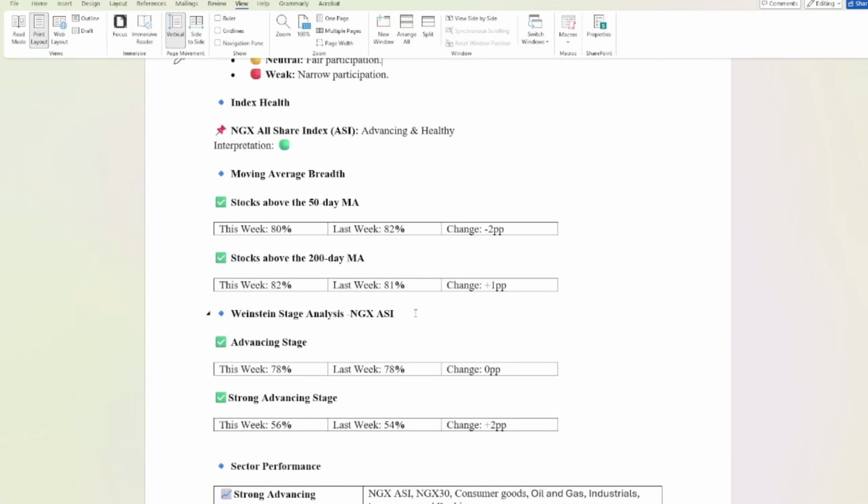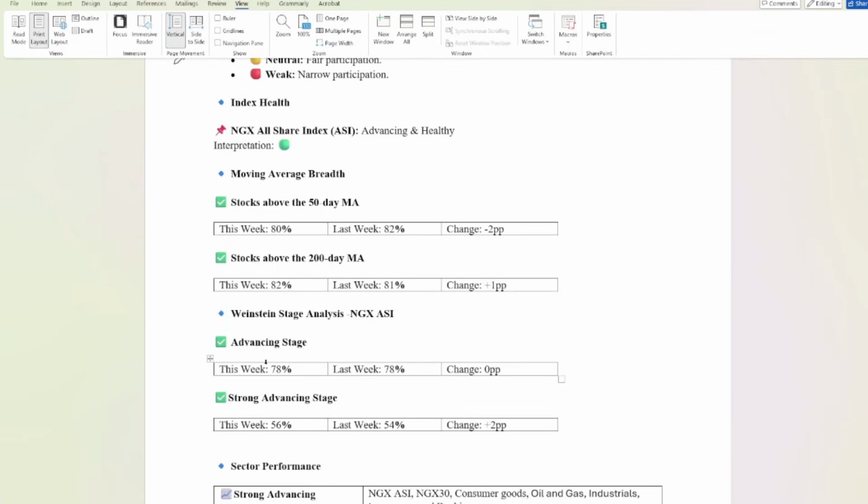The next framework we use to track the health of the market within the market internals framework is the Winston stage analysis. And what we are looking for is the percentage of stocks that are in the advancing stage. Remember, every financial instrument's life cycle can be classified into 4 stages. You have the accumulation, you have the advancing, you have the topping, and you have the decline. So we're looking at the percentage of stocks that are advancing within the NGX ASI.